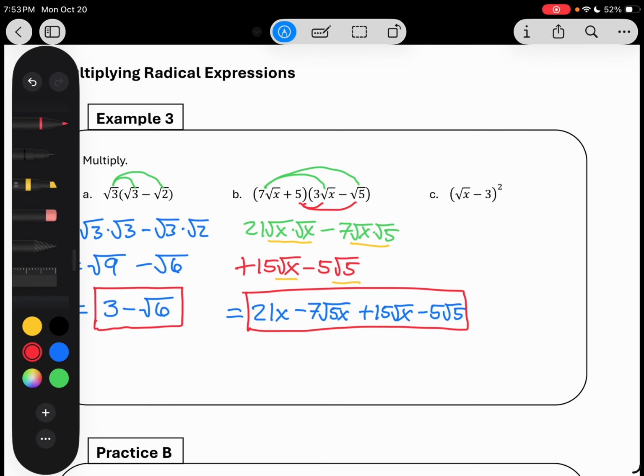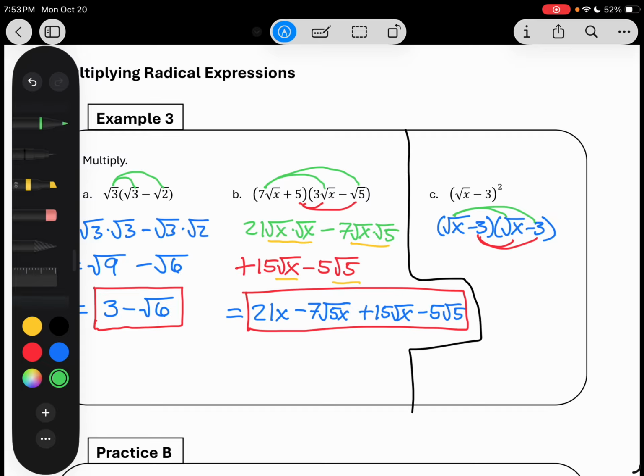Okay, if you look at this next one, you know that because of the subtraction in there, we need to rewrite this twice. And then we'll distribute through the root x, and we'll distribute through the negative 3. So we'll get root x times root x minus 3 root x, and then minus 3 root x, so those will be able to be combined, and then plus 9, negative 3 times negative 3.